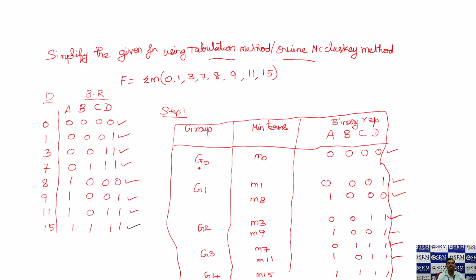Okay, for step 1, first I'm grouping, then minterms, then binary representation. Let us see how I'm grouping it. The first is group 0, which means no ones were present in the given minterms. For that you can see M0 does not have any ones. Next, group 1, the minterms that have only one one. Next, group 2, the minterms that have two ones. Similarly write it for group 2, group 3, group 4.